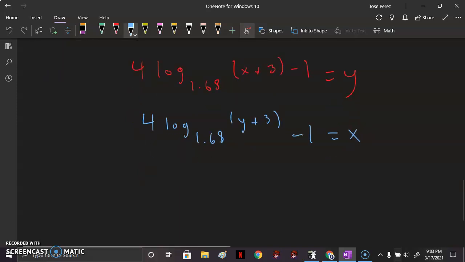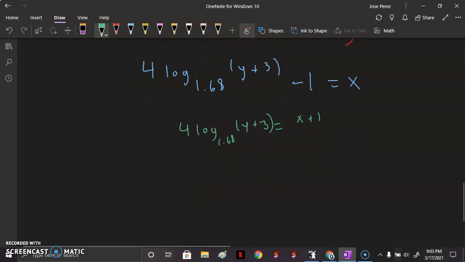So after this, what can we do? Well, we can move this negative 1 to this side. It'll be plus 1. So that's what we're going to do, which will be x + 1 equals 4 log of 1.68 (y+3). And after this, we're going to divide by 4 on both sides. So after this, we will get log base 1.68 of (y+3) equals (x+1)/4.